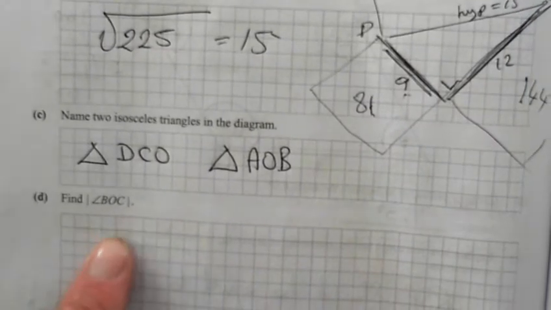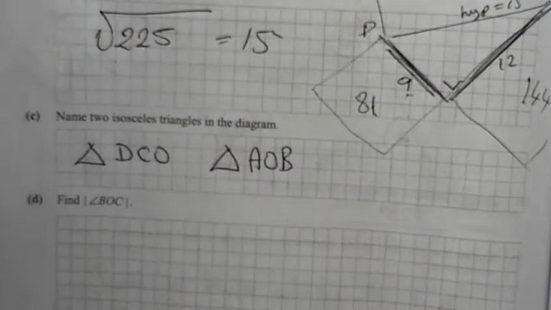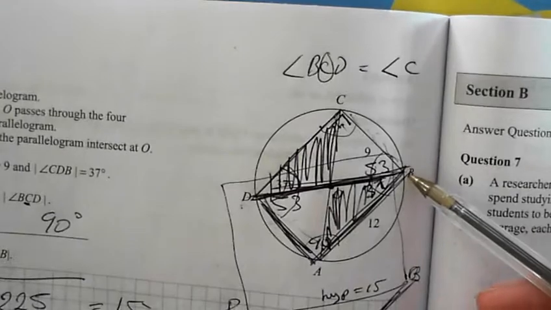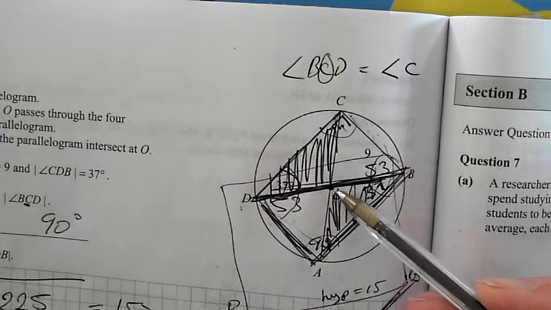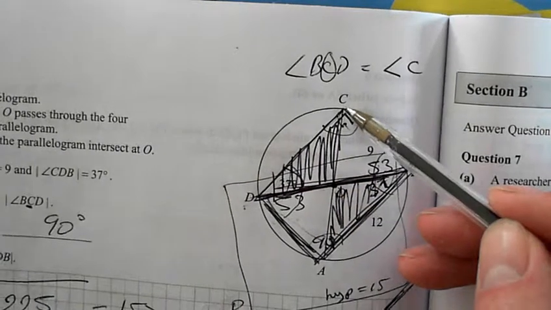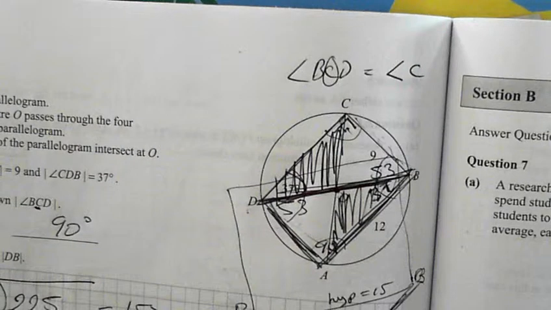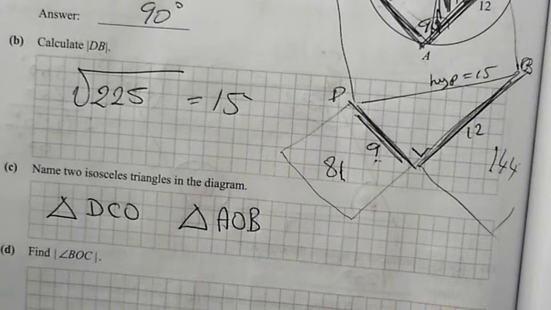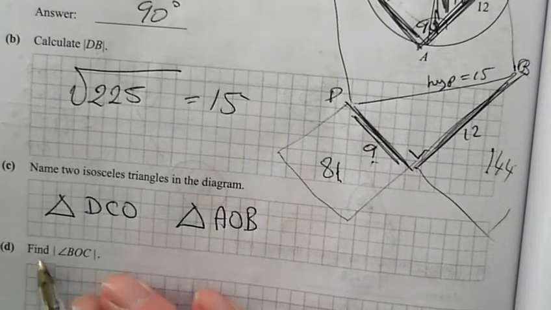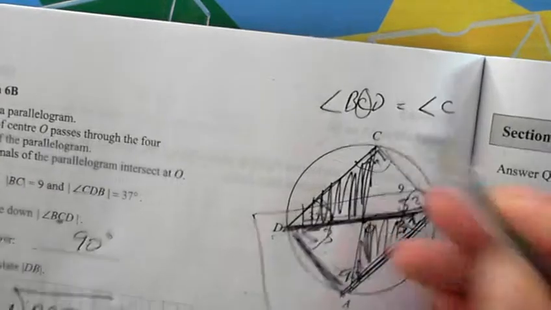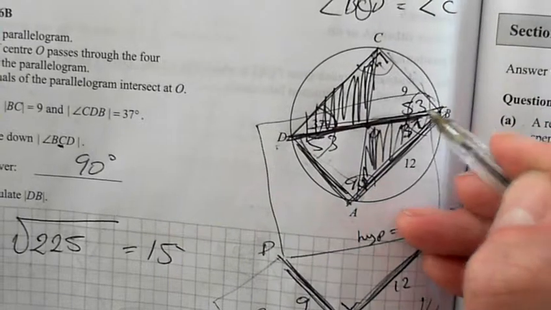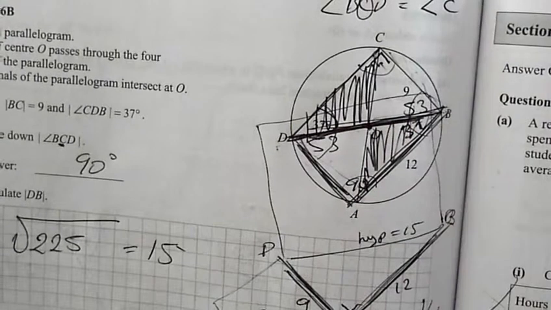Right, next one. Find the angle BOC. So B, O, and C. You skipped them there. Two isosceles triangles, just did it. Find BOC. I'll just draw out this part of the triangle here.